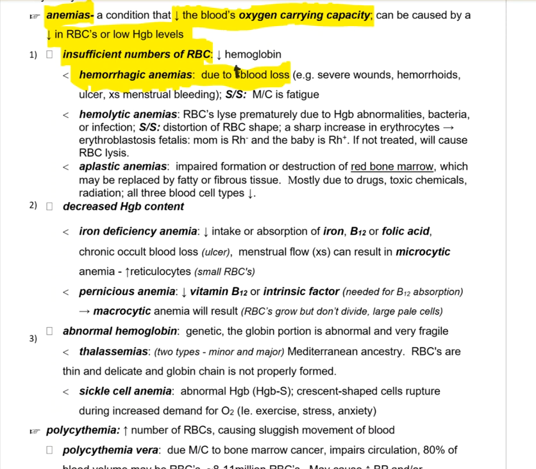Hemolytic anemias. Now, lytic makes us think of the word lyse, and lyse means destroyed, and that's what's happening here. Red blood cells lyse prematurely due to lots of different things. It could be due to hemoglobin abnormalities, which we're going to talk about in a minute, bacteria in the blood that are destroying the red blood cells, or other infection.